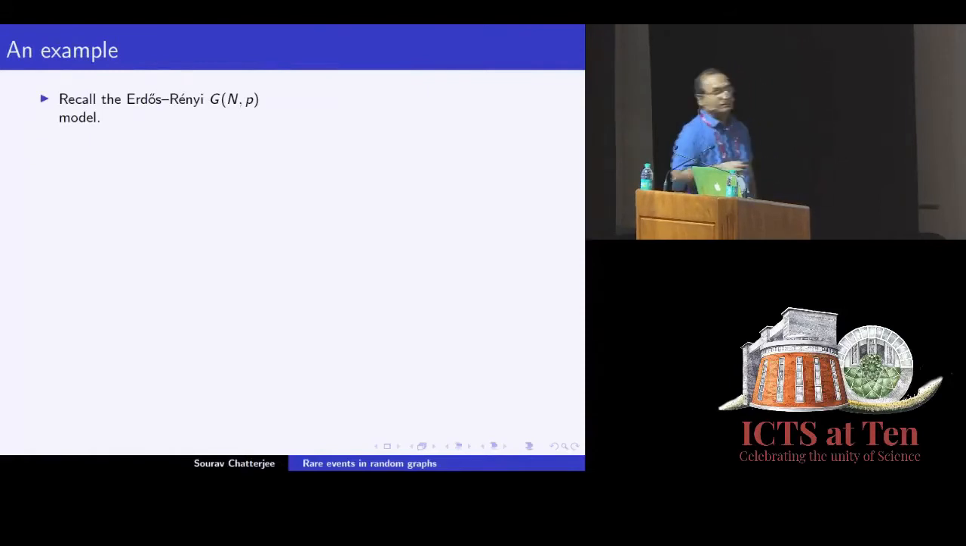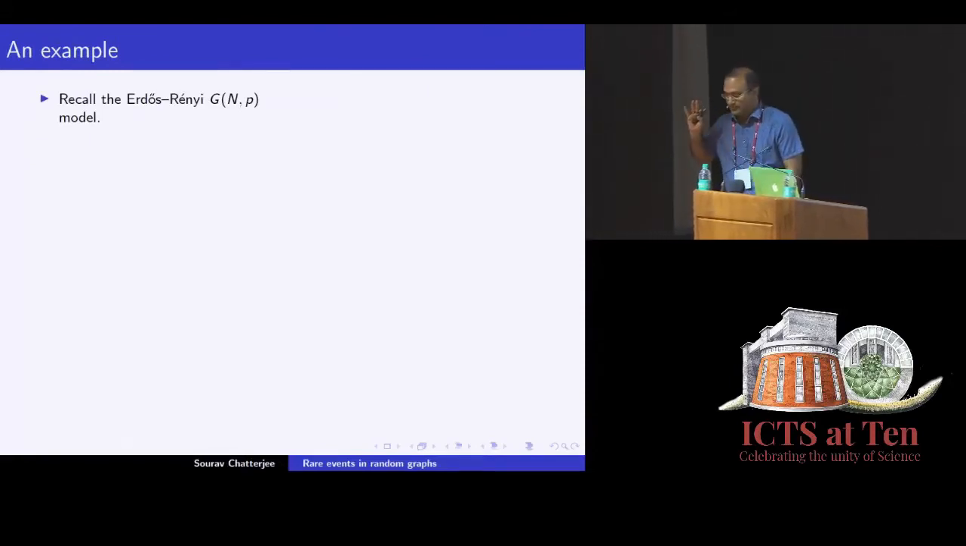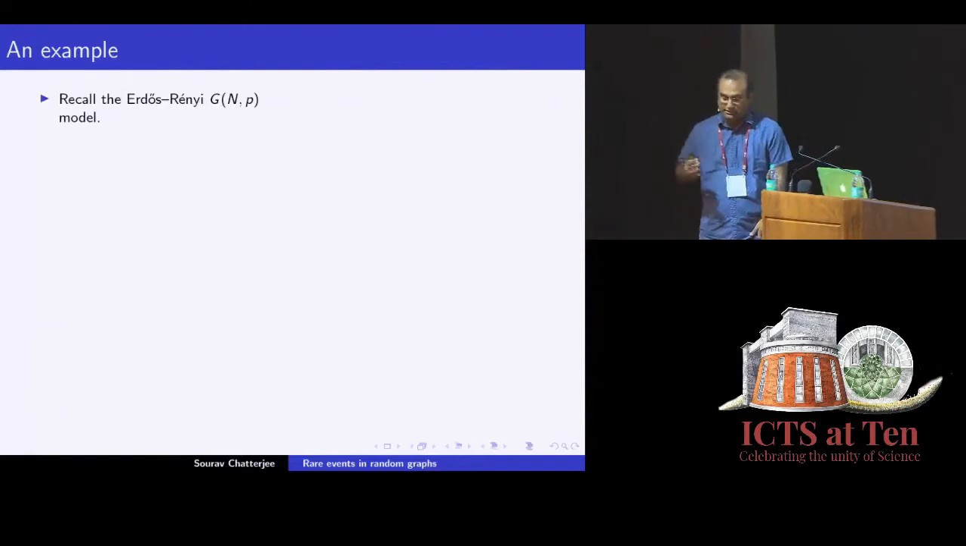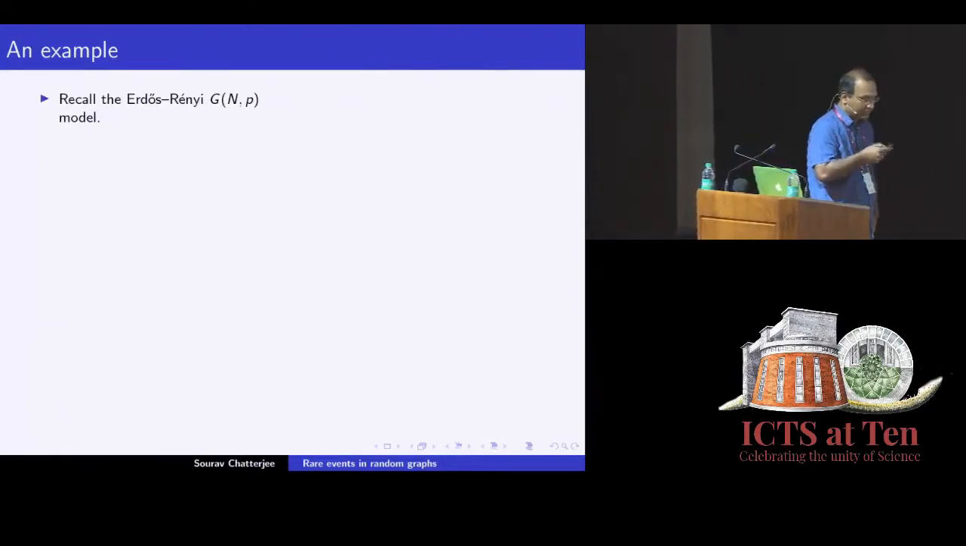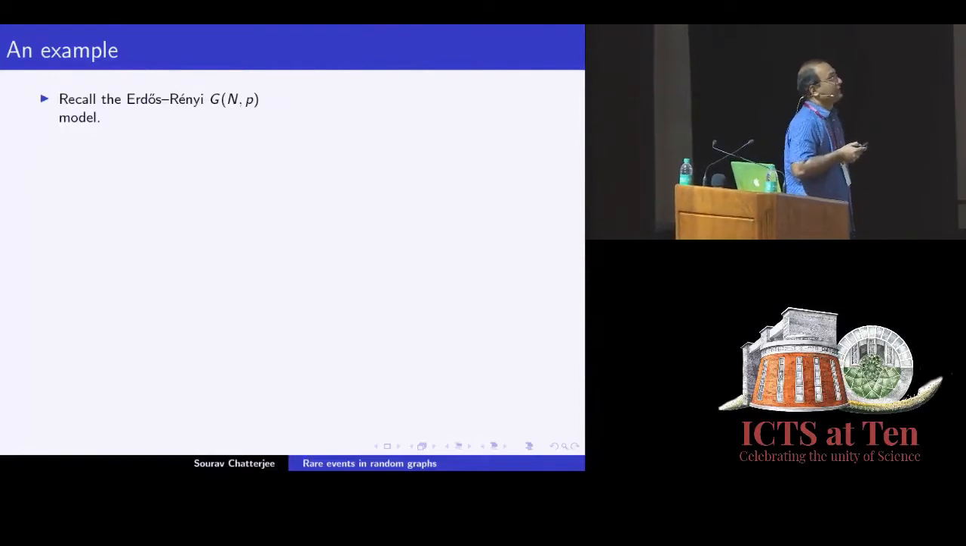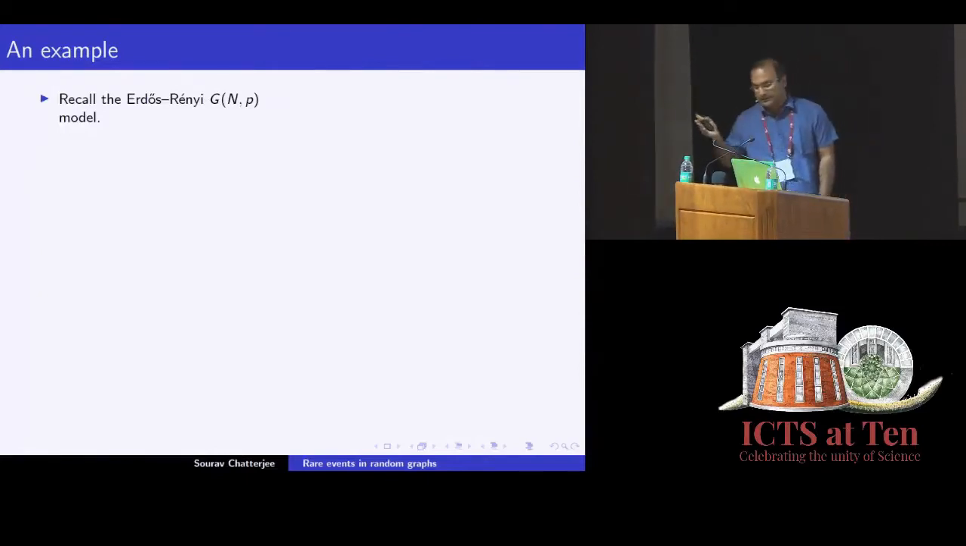So here is an example. Let me give you an application of this theory to show what kind of things we can say. Recall this Erdos-Renyi random graph model, which has n vertices, any two are connected with probability p by an edge and not connected with probability 1 minus p. The edges are all independent.